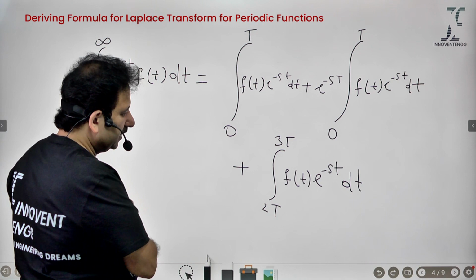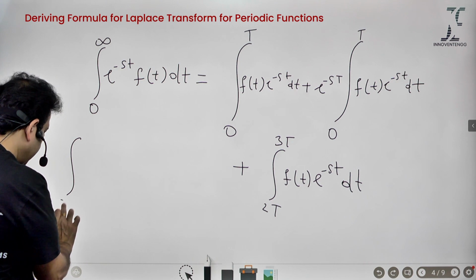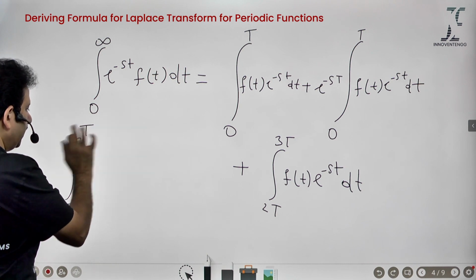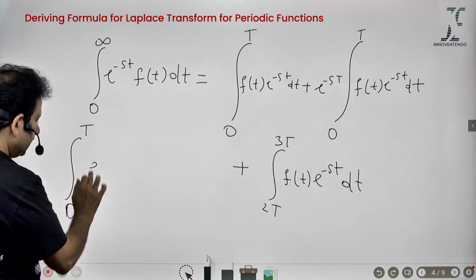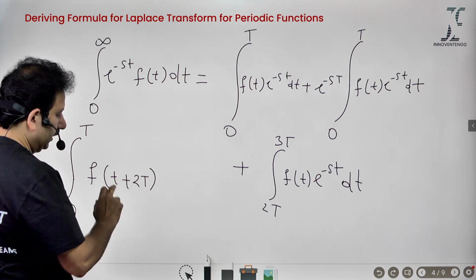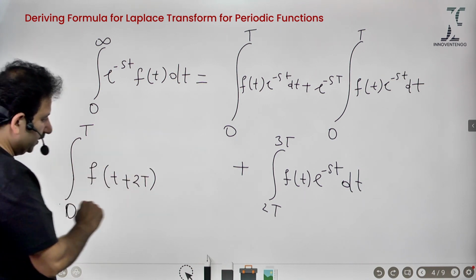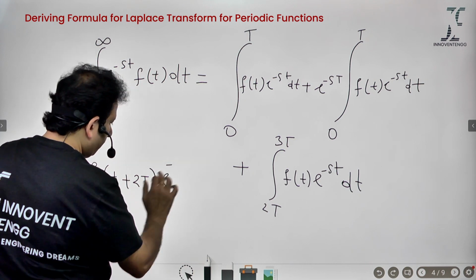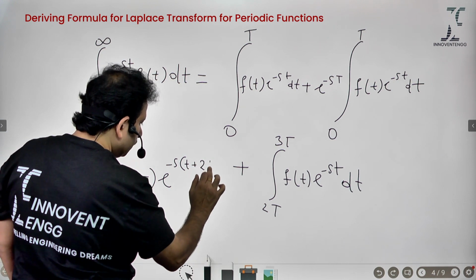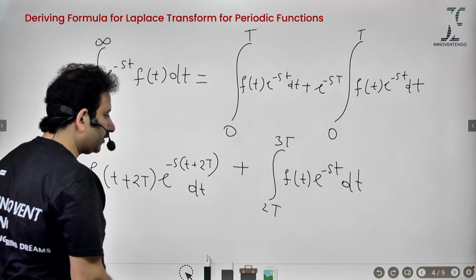That is, it can be shifted by 2 periods. So what would happen with that? If you shift it by 2 periods, it will become 0 to T, f of t plus 2T, because look at the limits, you are actually moving to the left, right? You are adding 2 periods. And e power minus s, this t is also going to be replaced by t plus 2T, right?